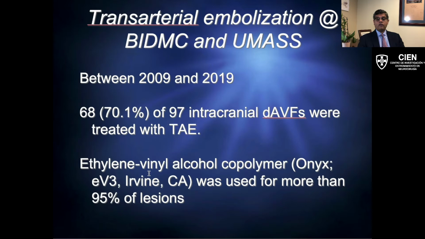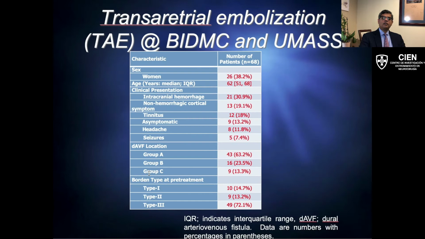Between 2009 and 2019, we treated 68 intracranial dural AV fistulas with transarterial embolization. And we used Onyx for most of these lesions, which is ethylene vinyl alcohol copolymer. If you look at the transarterial embolizations, most of these were men, with women forming only about 38%. And the median age was 62. So it seems to be a disease of the middle-aged person.